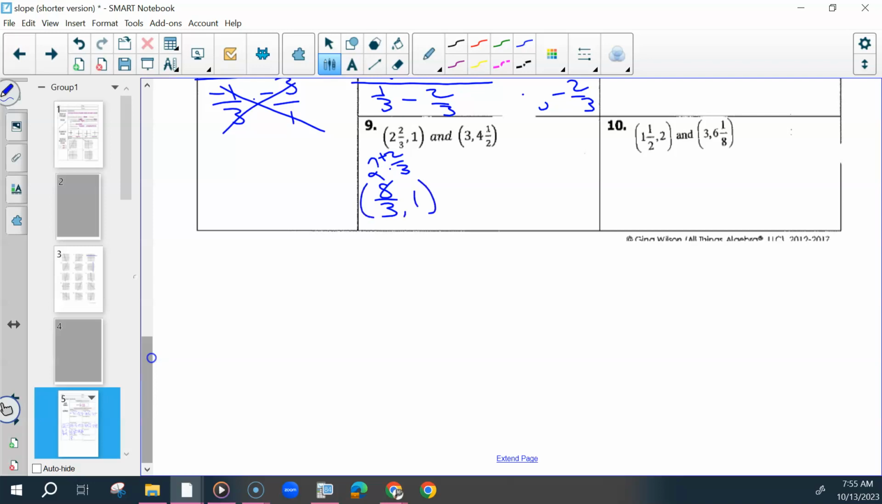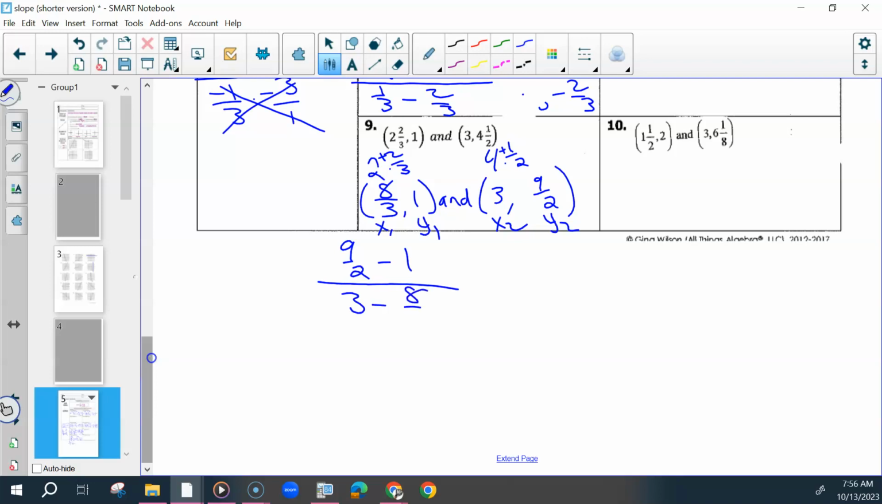So I'm just going to rewrite the ordered pairs right now. Same thing for this one. Multiply 4 and 2, add the 1, so you have 9 over 2. So now we have our improper fractions. Now we can start on the next step. So we're going to have 9 halves minus 1, all over 3 minus 8 thirds.